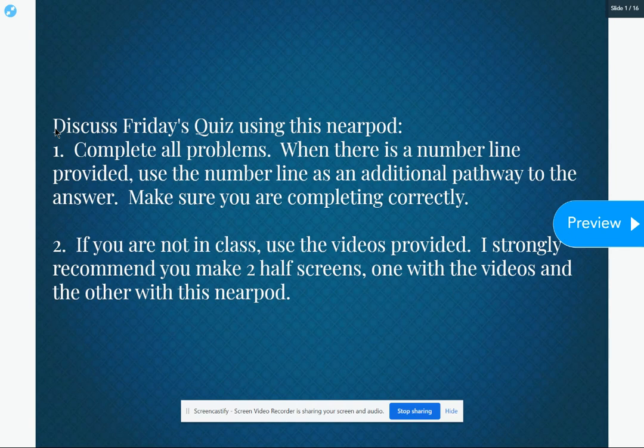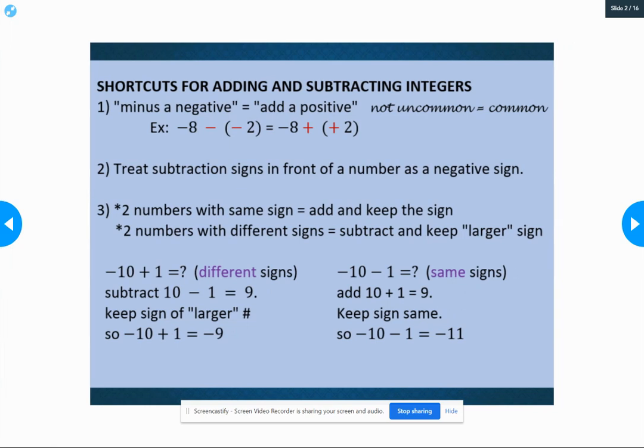I strongly recommend using two half screens, one for the videos and the other for the Nearpod. Okay, the shortcuts. You want to be thinking about the shortcuts as you're working through this quiz.